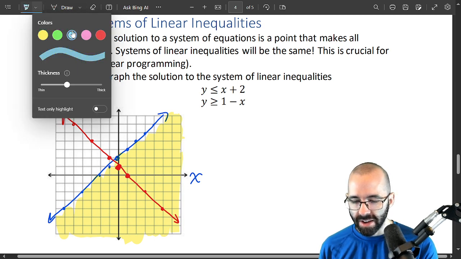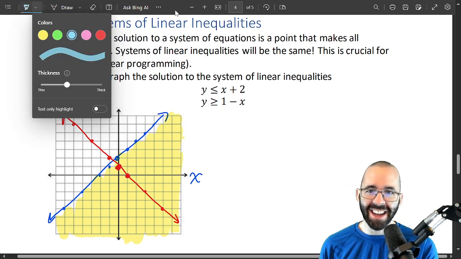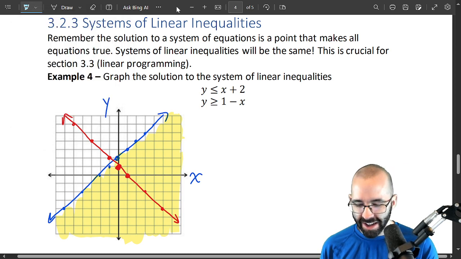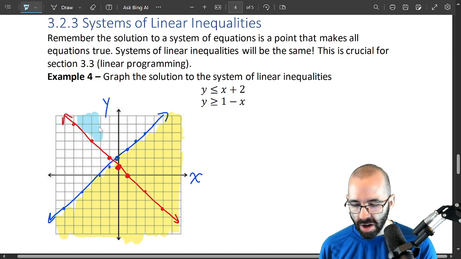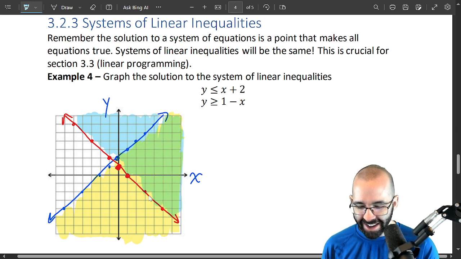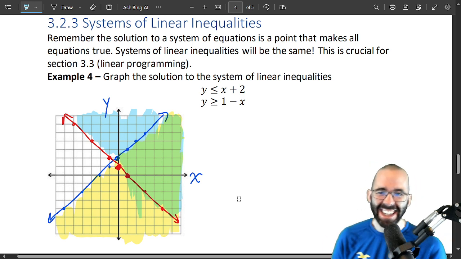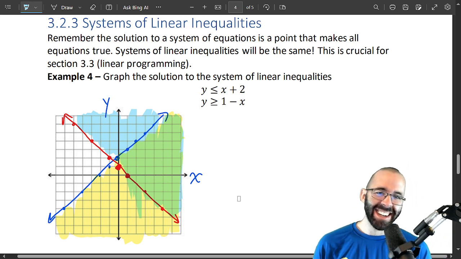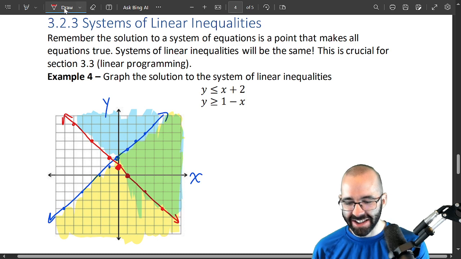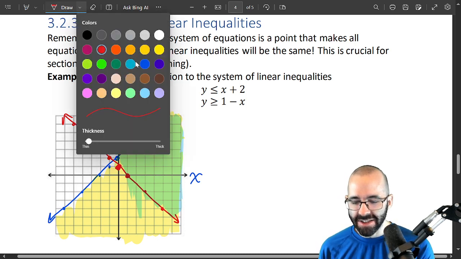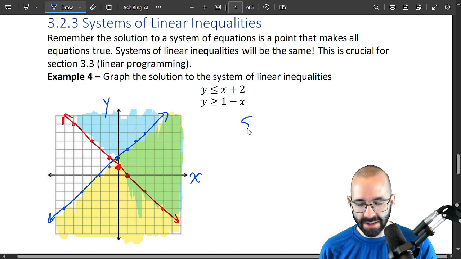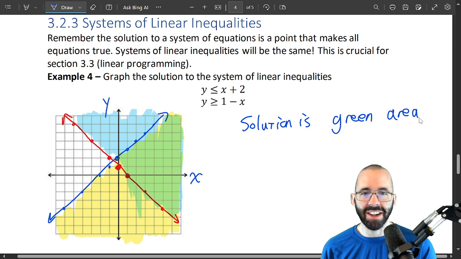So let's see how this app works. Above the red line is going to be all these blue things. Oh, look at that. Oh, I can't color in the lines. All right, we're not fixing it. In this case, our solution is the green area. Blue plus yellow is green.